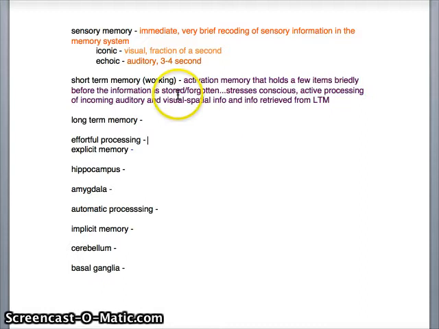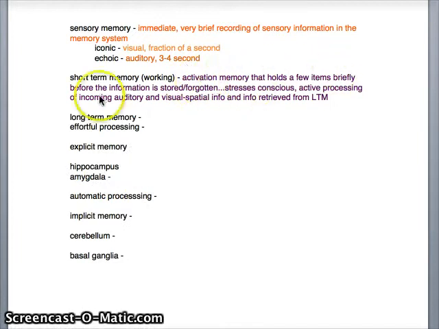Then you have short-term or working memory. It's called working memory because this is the active form of memory, but working and short-term memory, same thing. The activation of memory that holds a few items briefly before the information is stored or forgotten. This stresses conscious, active processing of incoming auditory and visual spatial information and information retrieved from long-term memory. This does not last long. This lasts at most 30 seconds.